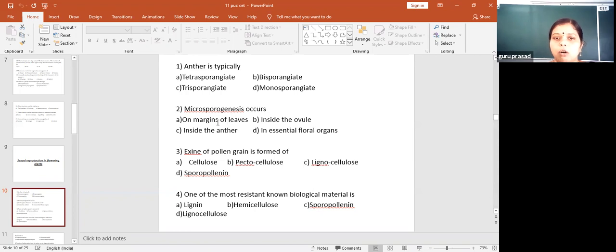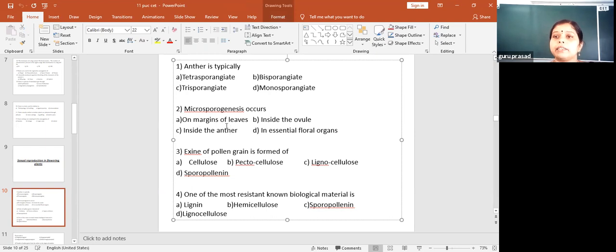So where does it take place? The options are the margins of leaves, inside the ovule... Megasporogenesis takes place in the megasporangium, not microsporogenesis. Margins of the leaves? No. Margins of the leaves is leaf propagation, vegetative propagation through leaves. So inside the anther, of course, it is right, isn't it? So it takes place inside the anther itself. So the correct option is inside the anther.